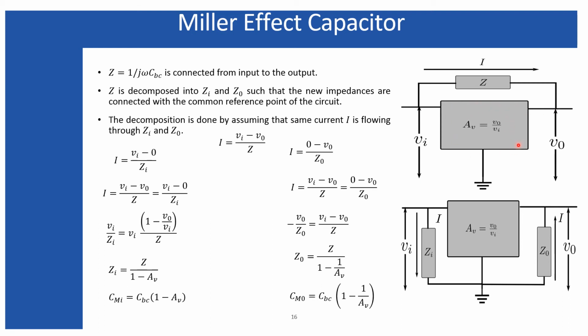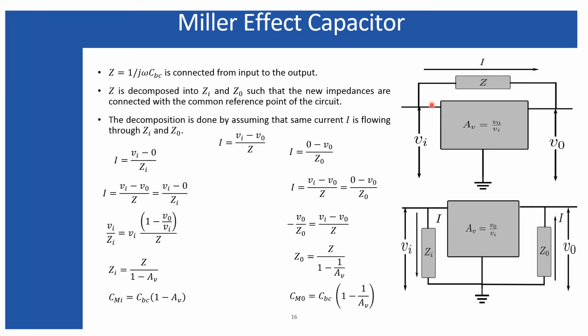Here the device has a voltage gain, I am considering V0 to Vi, and this element is connected between its input node to output node, and we need to rearrange this impedance in such a way that one part of the impedance should appear from its input node to the common reference point, and another part of this impedance should appear from its output node to the common reference point. So what will be the value of the Zi, which is the derived one from the Z, and what will be the value of Z0, which is also a derived one from this Z. So let's start our analysis.